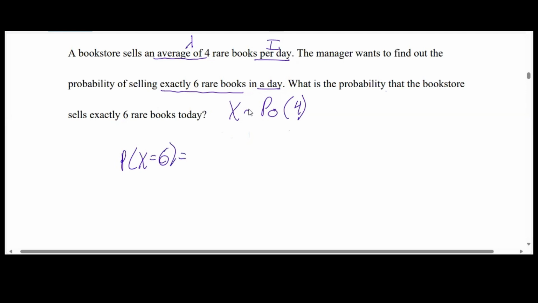So we can just plug this into the calculator. It'll be e to the minus lambda, times lambda to the x, divided by x factorial. So shift e to the minus 4, multiplied by 4 to the power 6, divided by 6 factorial. So this will be 0.104.